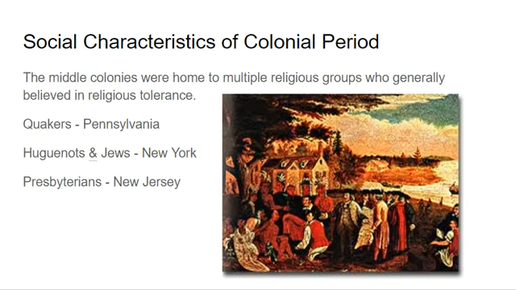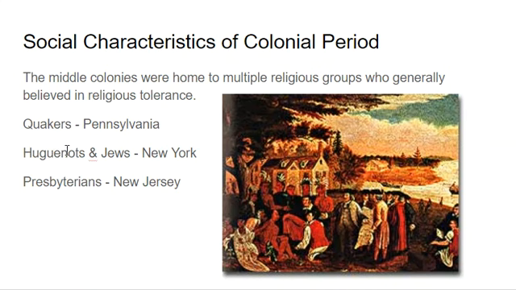Next, we talk about the middle colonies. They were home to multiple religious groups who generally believed in religious tolerance. So some examples: the colony of Pennsylvania had Quakers. The colony of New York had Huguenots and Jews, and New Jersey had Presbyterians. Presbyterians, Quakers, those are both sects of Christianity.